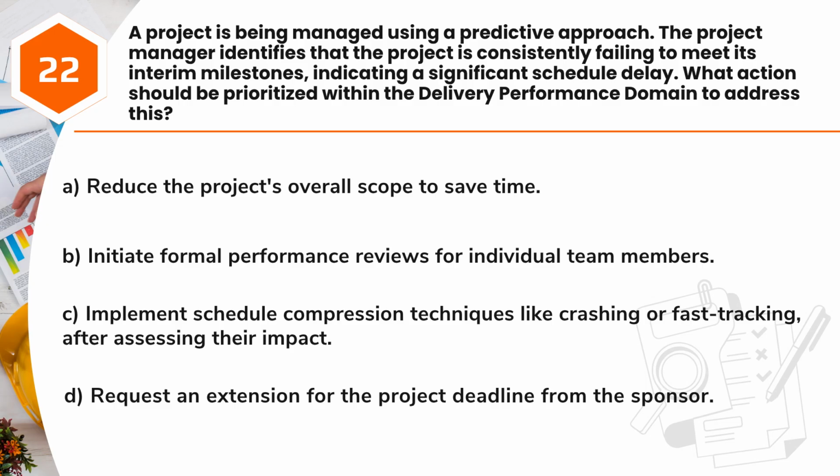Question 22. A project is being managed using a predictive approach. The project manager identifies that the project is consistently failing to meet its interim milestones, indicating a significant schedule delay. What action should be prioritized within the delivery performance domain to address this? A. Reduce the project's overall scope to save time. B. Initiate formal performance reviews for individual team members. C. Implement schedule compression techniques like crashing or fast-tracking, after assessing their impact. D. Request an extension for the project deadline from the sponsor.